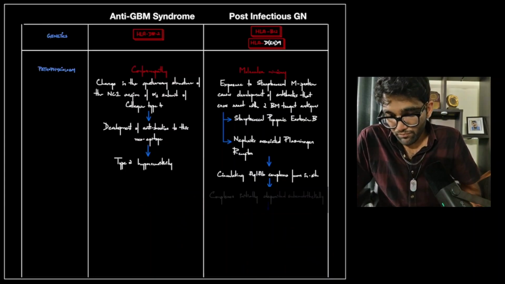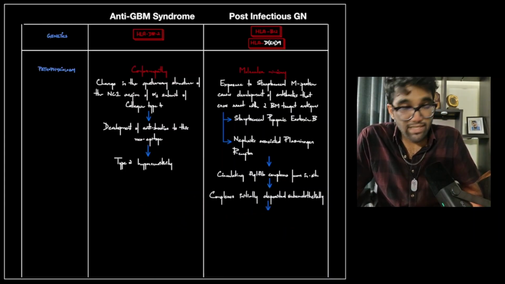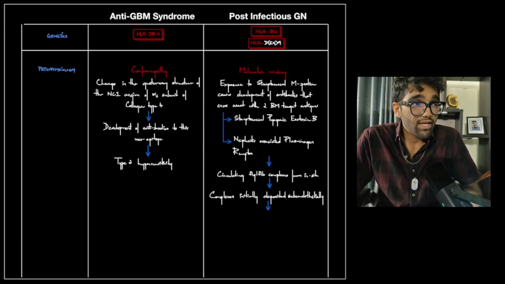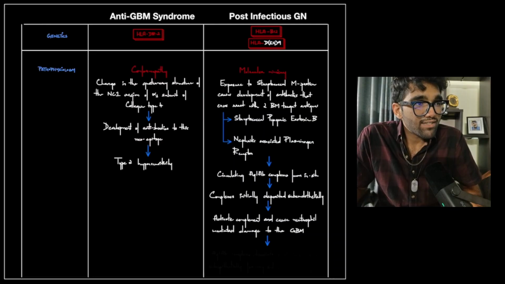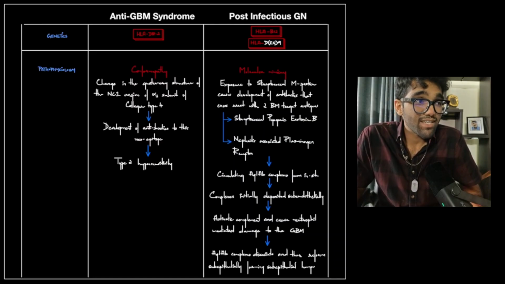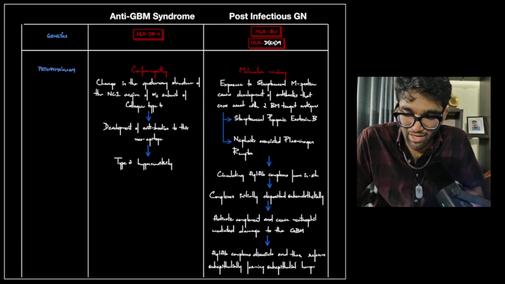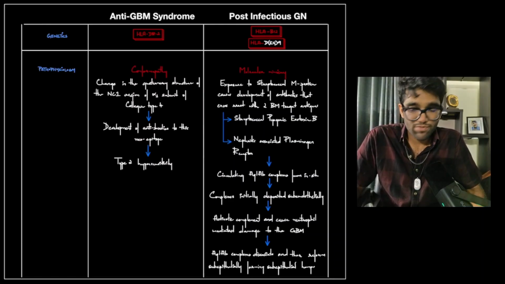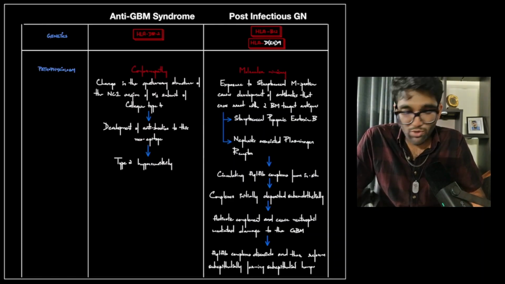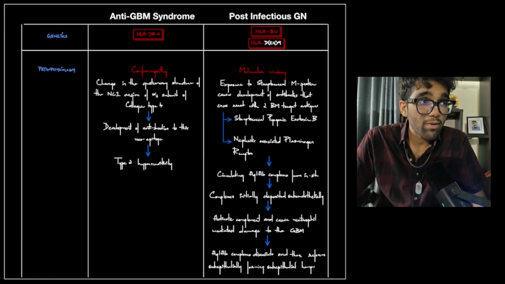Now, the complex initially gets deposited subendothelially, causes complement activation, and causes damage there. Now, for reasons that are not very clear, after that they dissociate and then reassociate subepithelially. This is actually something that is not really clearly understood. It's likely got to do with the physicochemical properties of the antibodies, but we don't really know. But the thing is that the antibodies eventually form subepithelial humps.